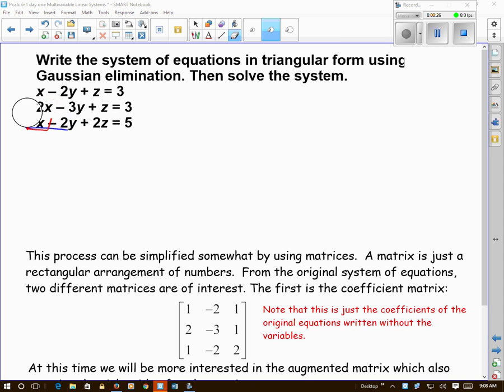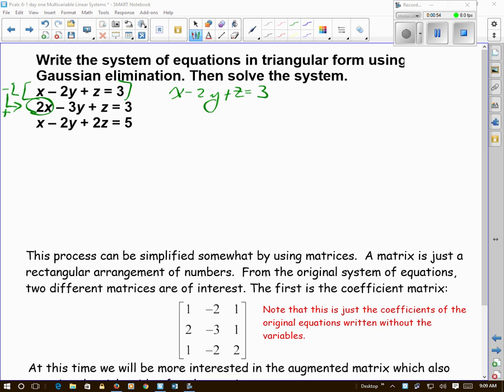So for the 2x, if we take the first row and multiply it by -2, and then add the second row to it, that will give us a 0 in this position. So we're just going to rewrite the first row, x minus 2y plus z equals 3, and then do our multiplication and addition here. So we're multiplying and then adding.